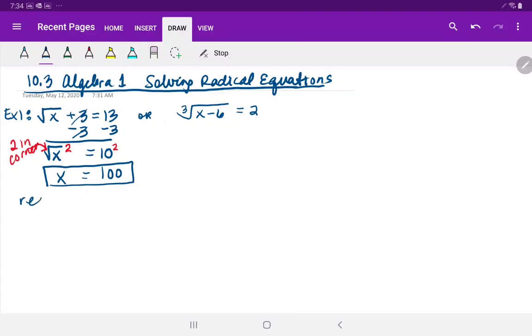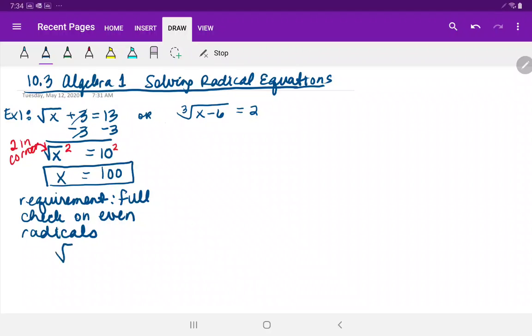Now there is a requirement for a full check on even radicals. Okay, even radicals is when the corner is even. So this right here, if there's an even number here, then you have to do a full check. And you know, in my class, we don't usually do checks. Okay, but we have to do a full check for these.